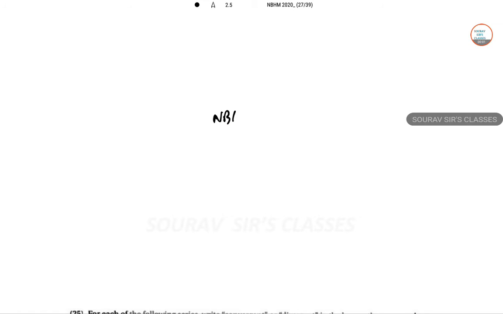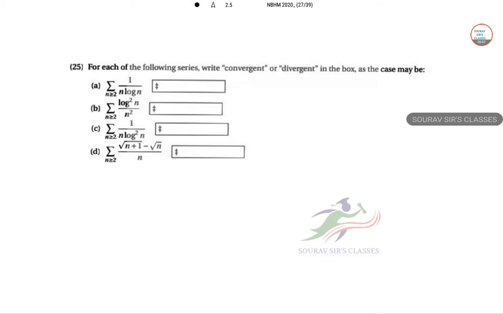This is NBHM PhD Entrance 2020 solution. For each of the following series, write convergent or divergent in the box as the case may be.